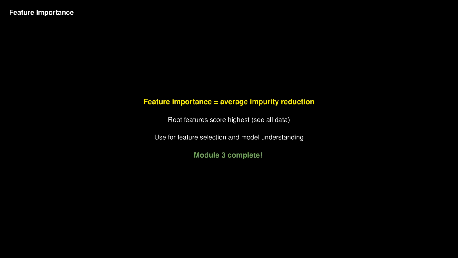To summarize, feature importance measures how much each feature reduces impurity on average across all trees. Root features score highest because they see all the data. It's your tool for understanding and simplifying ensemble models. That wraps up Module 3, from bagging to boosting to feature importance.